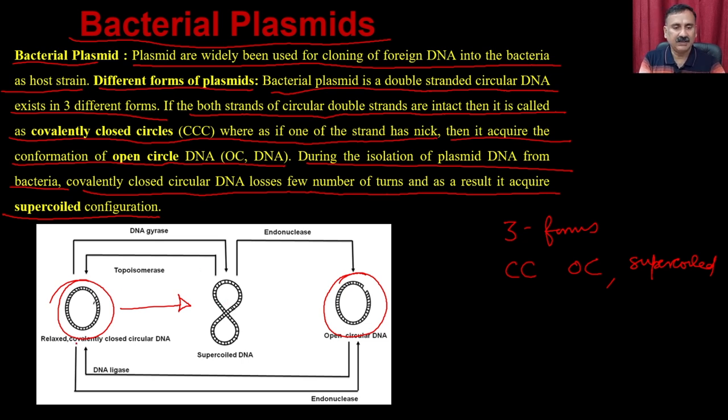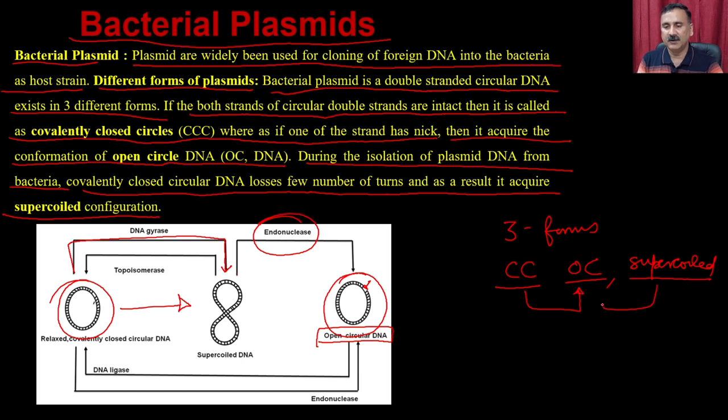For example, if you have covalently closed circular DNA and you incubate it with DNA gyrase, the gyrase is going to induce additional turns, and that is how it is converted into supercoiled DNA. But if you take the supercoiled DNA and incubate it with an endonuclease, it is going to cause a nick, and that is how it gets converted into open circular DNA, and so on. So all these three forms, covalently closed circular DNA, open circular DNA, and supercoiled DNA, are interchangeable with the help of different types of enzymes.